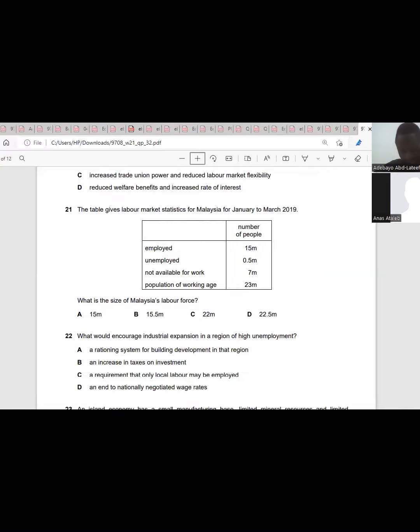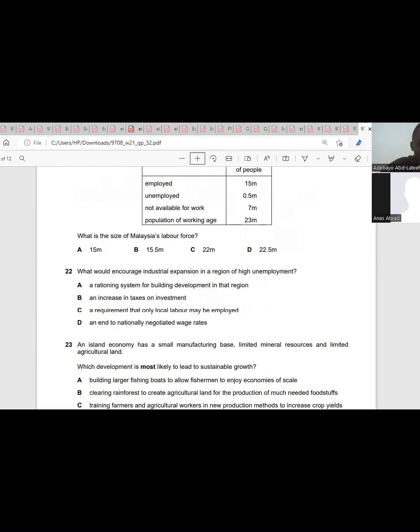Question 21. The table gives labor market statistics for Malaysia for January and March 2019. What is the size of Malaysia's labor force? The labor force is just the employed and the unemployed. So 15.5. Yeah, B. Yes.